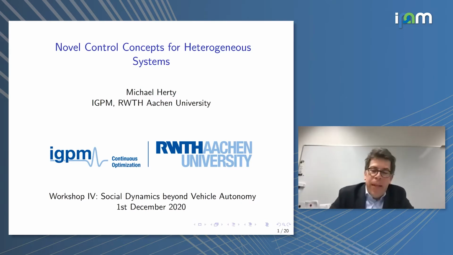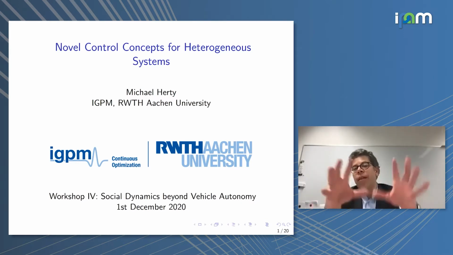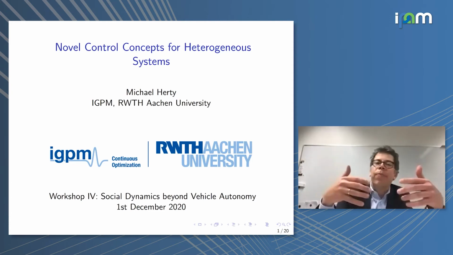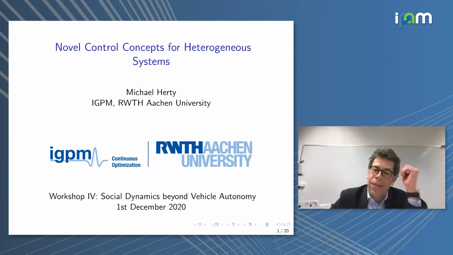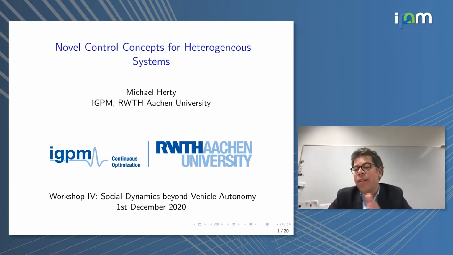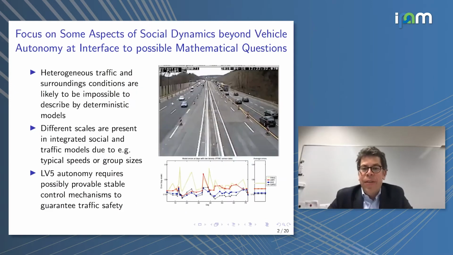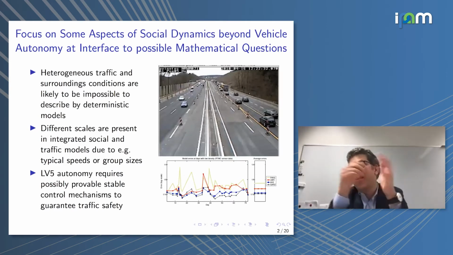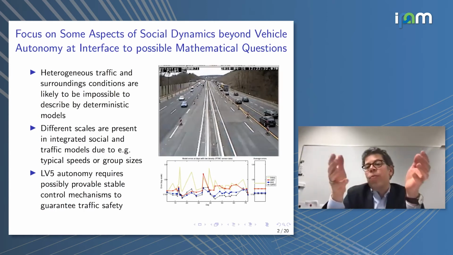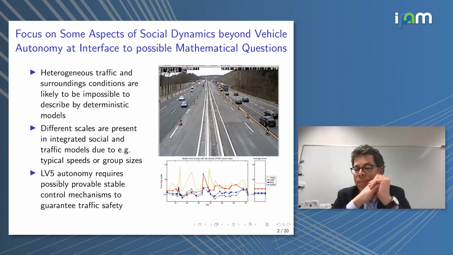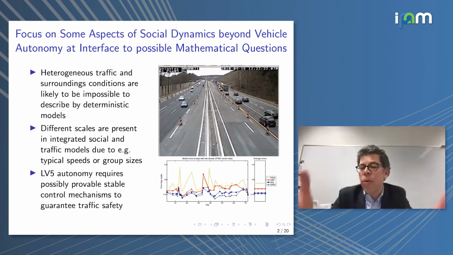Since I'm an applied mathematician, I would like to give you a glimpse of a couple of things where I think mathematics can contribute to this topic of social dynamics beyond vehicular autonomy. For that, I was thinking about three things essentially. I don't want to go into depth in all of those, but I want to give you at least a glimpse of the mathematical concepts which possibly could be used for dealing with novel problems which arise when you consider not only autonomous cars, but also interaction with bikes or with pedestrians and so on.